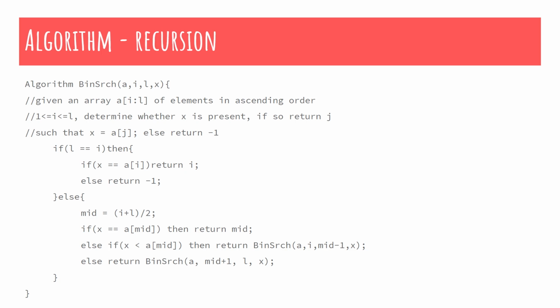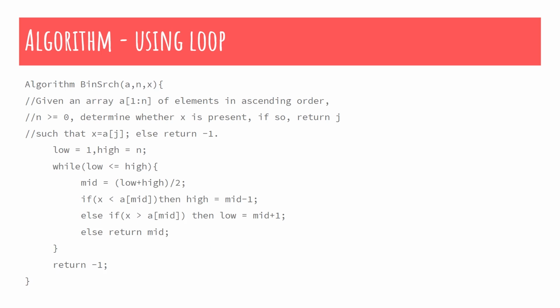As you can see, this approach uses recursive function calls to determine whether the value x is present in the array or not. Let's look at the iterative approach. Here, given an array A of 1 to n of elements in ascending order where n is greater than or equal to 0, determine whether x is present. If so, we are going to return j such that x is equal to A of j, or else we'll be returning -1. Clearly, here our iteration will be carried out until low is less than or equal to high. Once our low value exceeds high value, we'll break out of the loop and return.